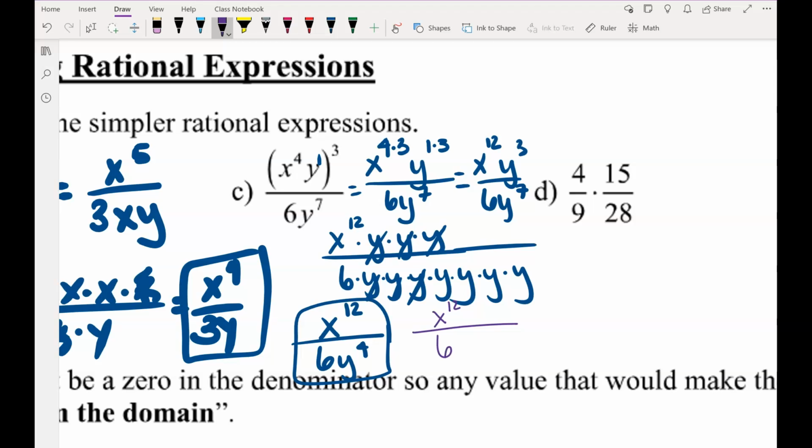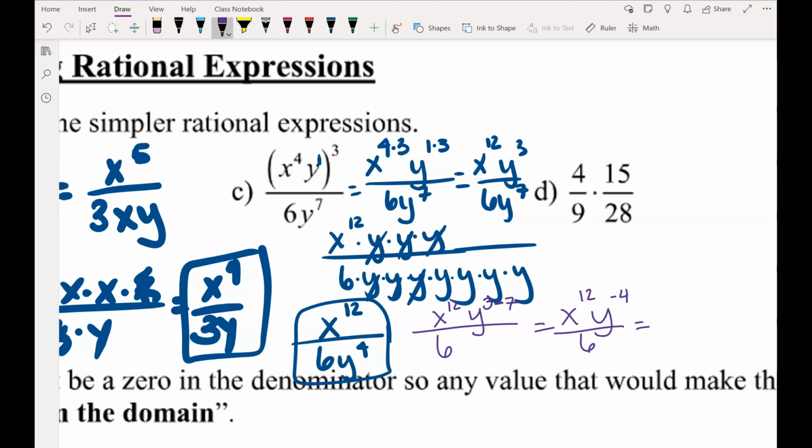The 6 can't be reduced because we only have a factor of 1 on the numerator. Now, when we are subtracting, students, we're going to go y. The top has a power of 3 on the y. Then we would subtract 7, okay? So now this is written as x to the 12, y to the negative 4 all over 6.